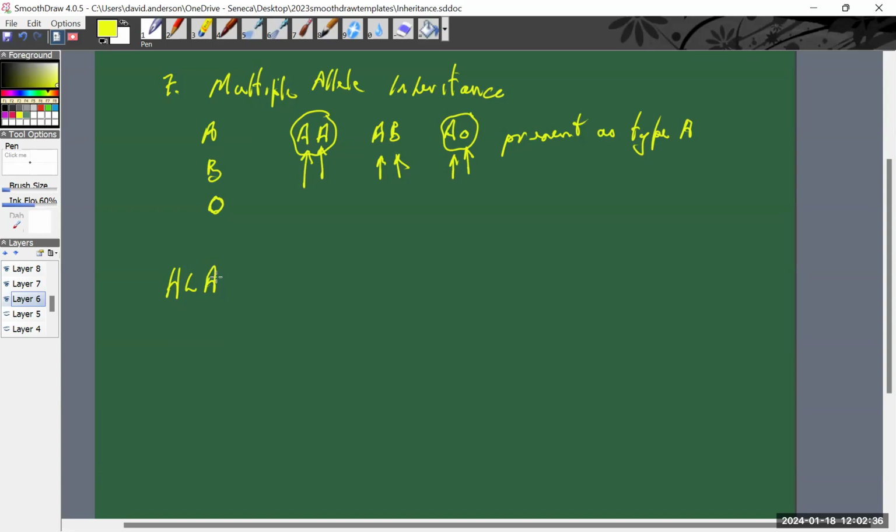So the point is that tissue matching is going to be very, very different, even between two siblings of the same set of parents. All these different variations that can occur.